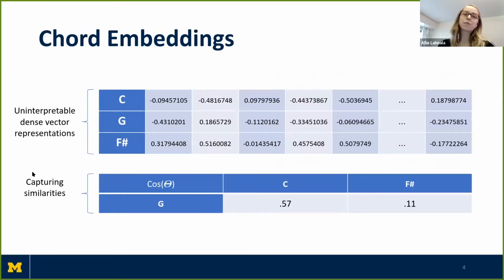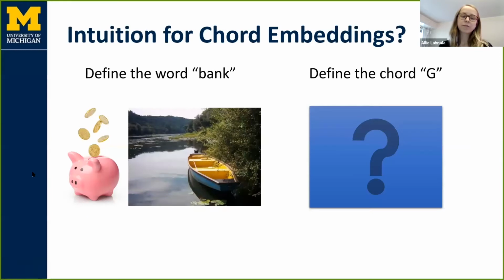As word embeddings represent words, we use chord embeddings to represent chord symbols. Embeddings are not easy to interpret, but we can use techniques to probe their relationships. If we look at these chords, for instance, the cosine similarity between G and C is higher than that of G and F sharp. This is not surprising since G and C often occur near each other in musical passages.